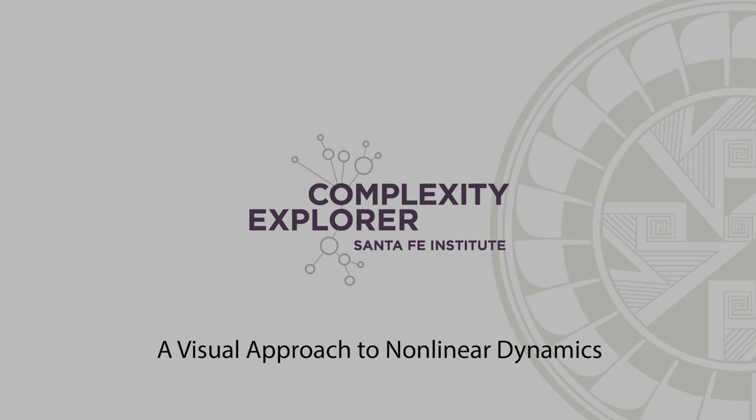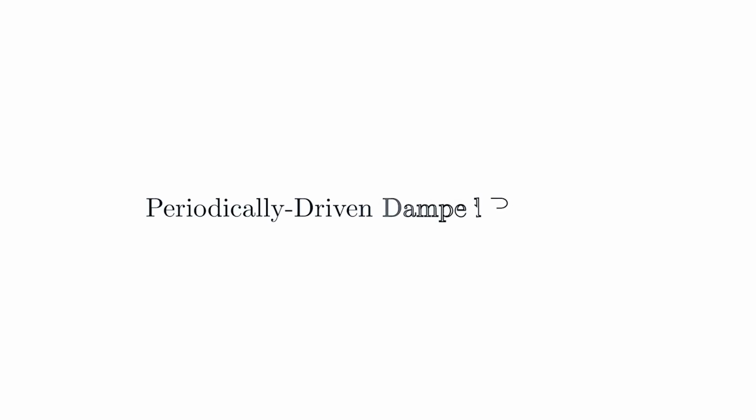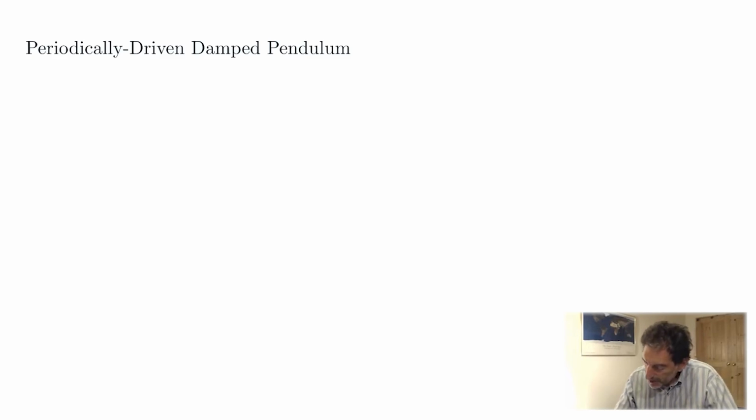Our second example of a three-dimensional dynamical system is one that should be familiar to anyone who's taken a course in freshman physics, the periodically driven damped pendulum. So what is this system? Let's imagine a pendulum hanging in gravity.